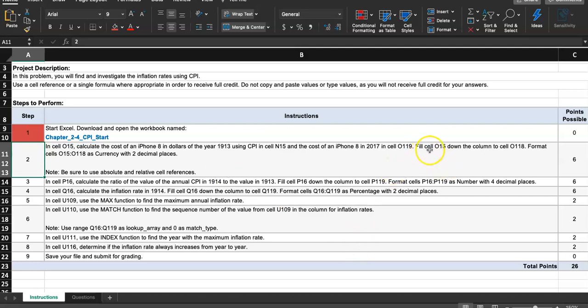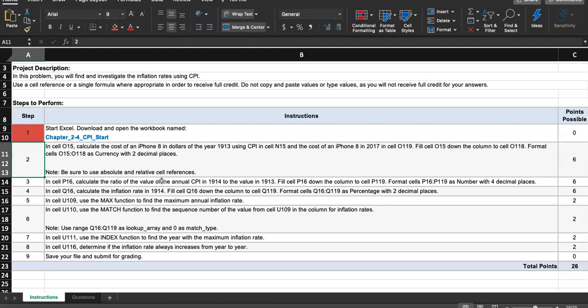We will fill cell O15 down. So once we get that estimated iPhone price for 1913, we're going to copy that formula down to cell O118. Oh my goodness. Okay, it's going to be a big table. And we will format these as currency with 2 decimal places because we're talking about iPhone price, huh? Okay. And oh, something new right here. Be sure to use absolute and relative cell references.